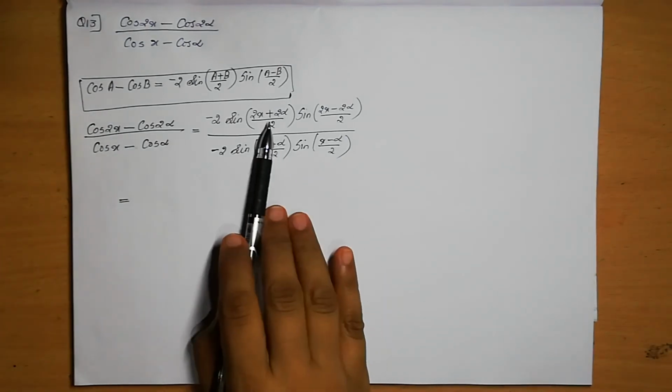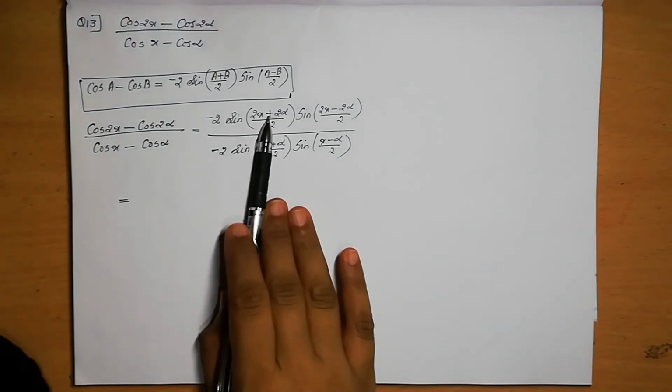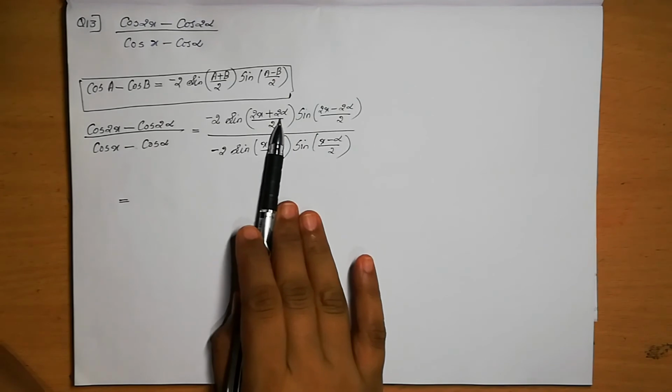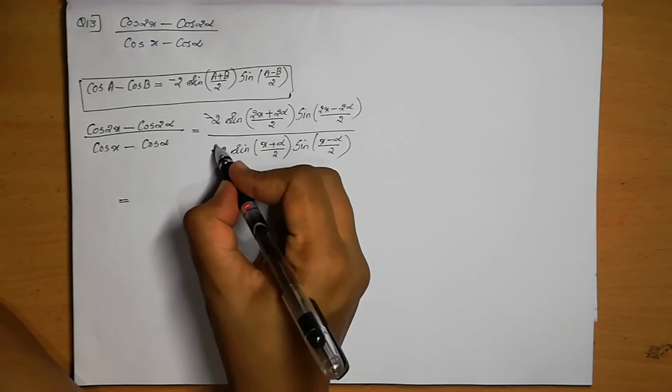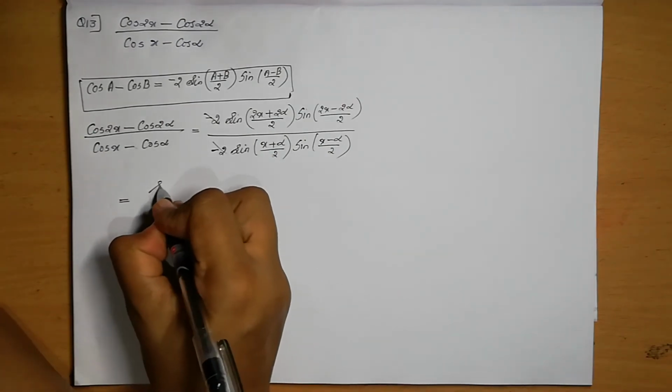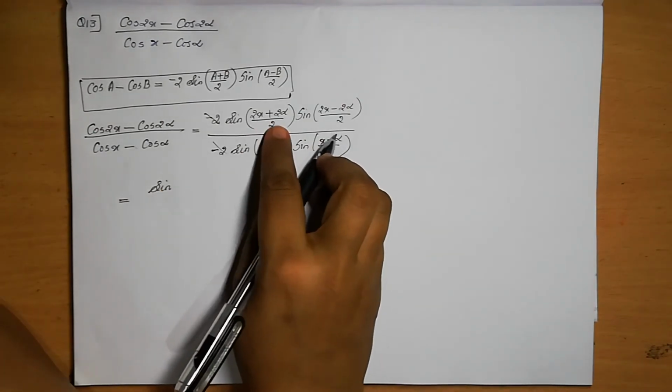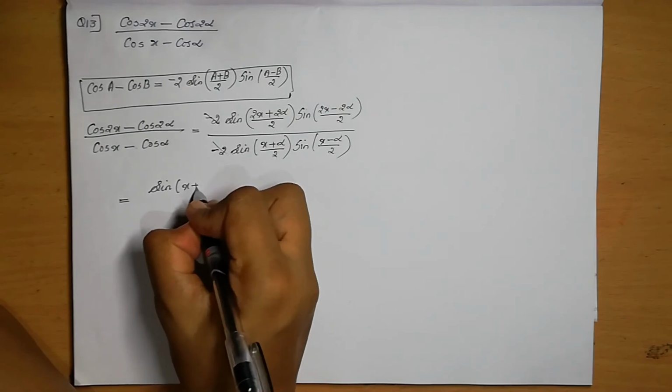So from here we can see that in the numerator we can take 2 common. If you take 2 common, what will happen? This 2 and 2 will cancel, right? Then this minus 2 and minus 2 will cancel. Remaining is sin, 2 cancels, so what is remaining? x plus alpha.